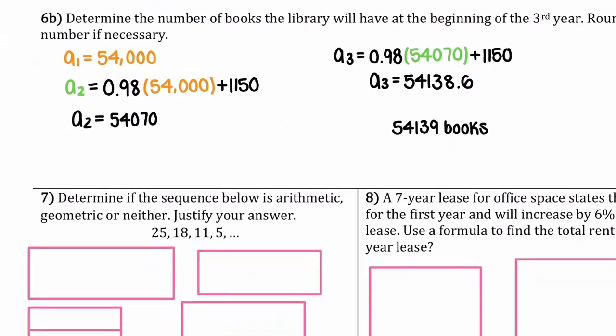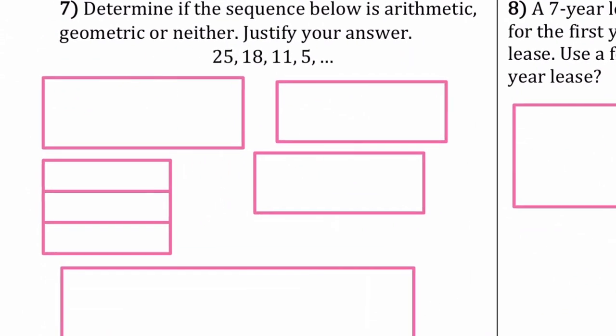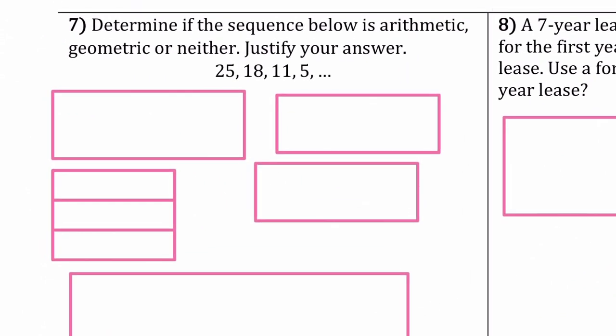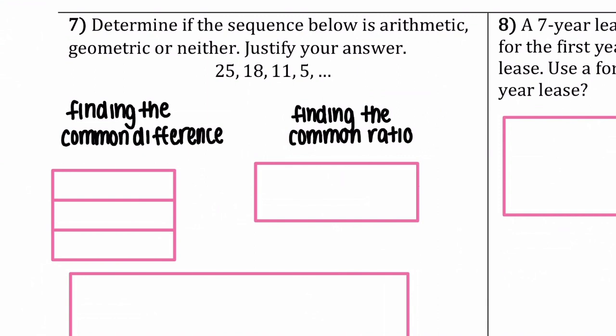Okay, number 7. Determine if the sequence below is arithmetic, geometric, or neither. Justify your answer. So as per usual, we have to determine, well, is there a common ratio or a common difference? And I just mixed up the two in terms of order, but it's okay. Okay, so to find common difference, remember we always take any term and subtract its previous. Any term, subtract its previous.